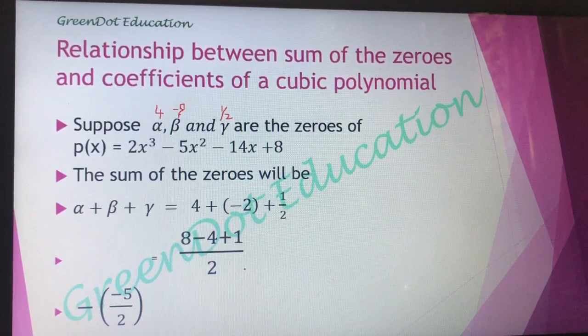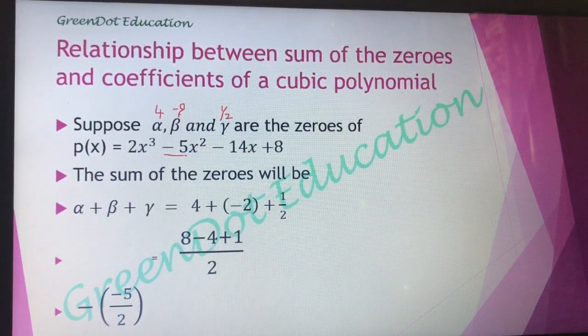Now what is minus 5? We can see here minus 5 is the coefficient of x square, and comparing it with the standard form, we get minus 5 is equal to b.